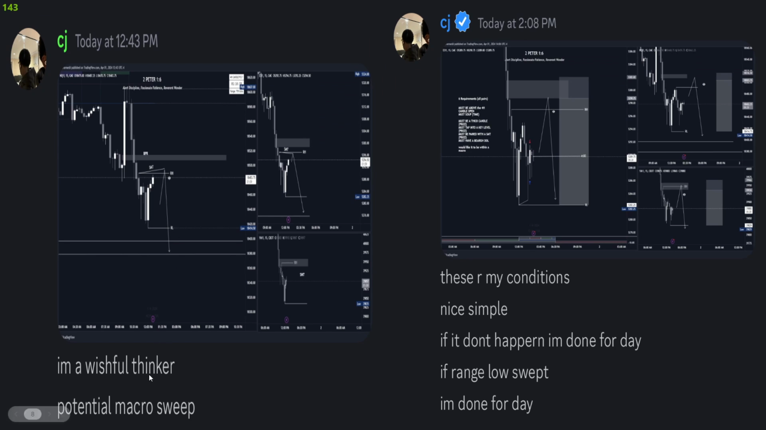So another one right here, we could have a potential macro sweep. This is what I'm looking at, right? And I showed, and I said, these are my conditions. Nice, simple. If they don't happen, then I'm done for the day. If range low is swept, then I am done for the day. This is all I wanted, and I set conditions for myself.